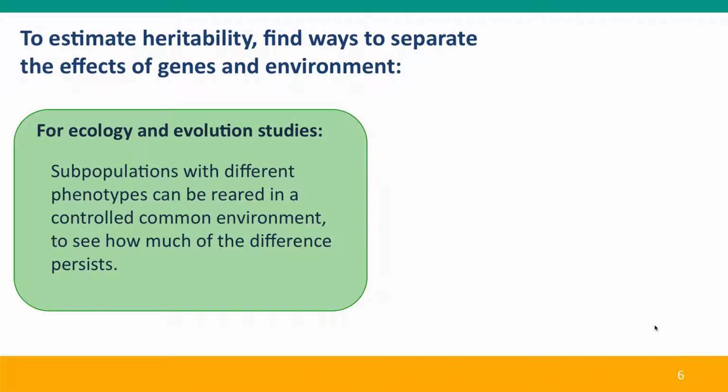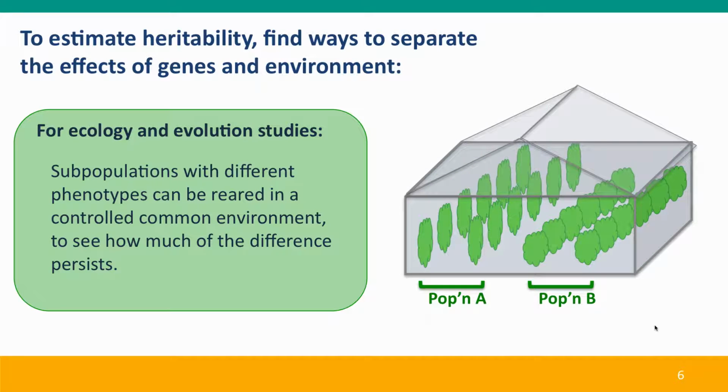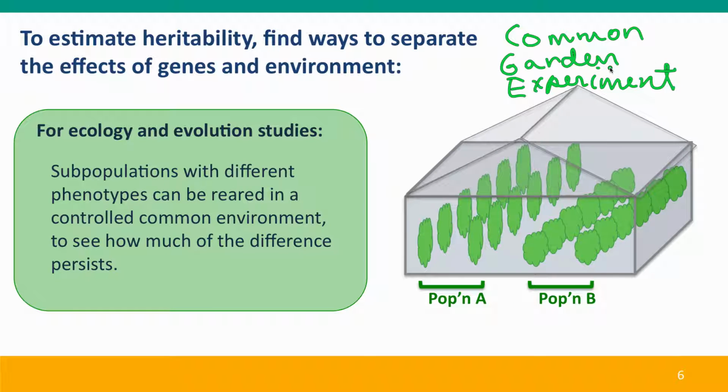Now, in ecology studies, you don't have defined populations, but it's possible to do a different kind of experiment. You can take subpopulations, say, from different environments with different phenotypes and find out to what extent the phenotypic differences are due to genetic differences rather than to environmental differences by transferring a population to a controlled common environment. Here we've taken seeds from plants whose phenotypes were tall in one environment, short in another, and we're growing them in a common greenhouse. In plant biology, this is often called a common garden experiment. And it lets you discover how much of the phenotypic difference is due to genetic differences.